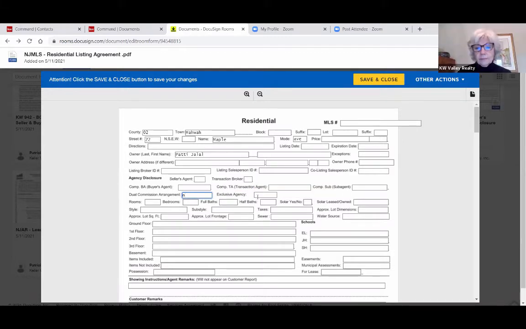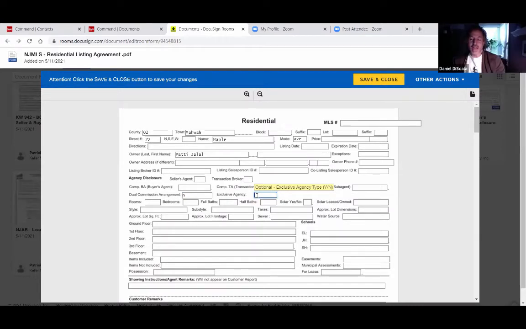Questions on that? How common is that, have you found? The dual commission arrangement is unfortunately more common than I would like to see. I don't know whether it's always accurate on the listing because people don't know how to describe it.